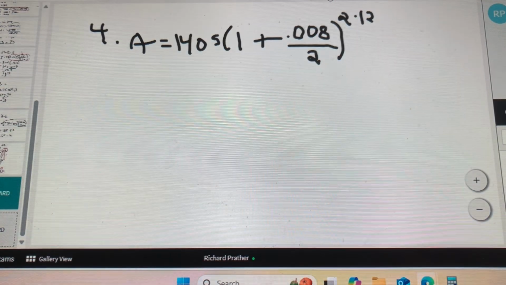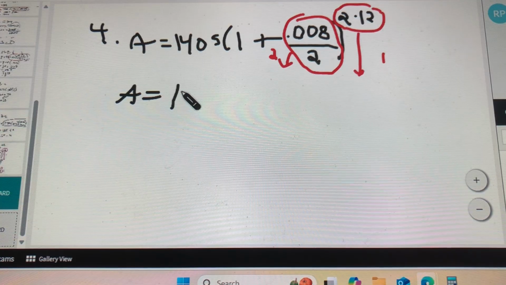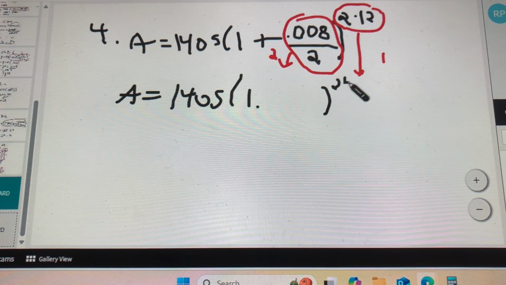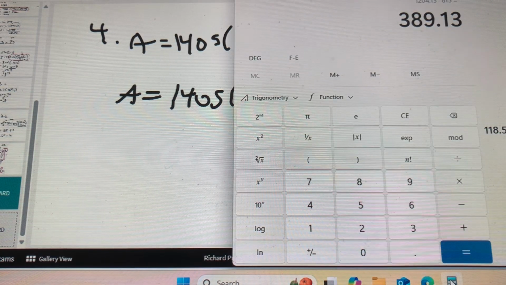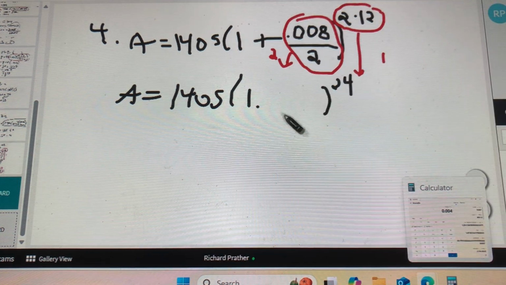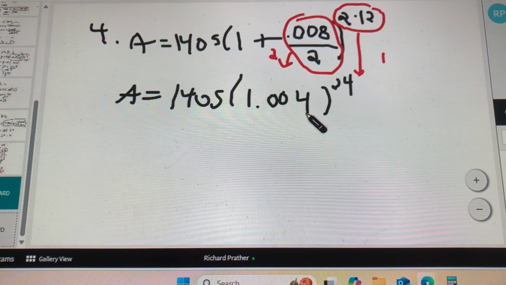I'm going to do step 1 and step 2 at the same time. Hopefully you can get used to that. $1,405, and it's going to be 1 point, whatever that decimal is. 2 times 12. If that's hard to do, do it in a calculator, but probably you know 2 times 12 is 24. And same thing with the fraction. If you can do that in your head, fine, but 0.008 divided by 2 is actually 0.004. And then it's automatically 1.004. Rather than adding that extra step of +1, it's just going to be 1 point whatever.